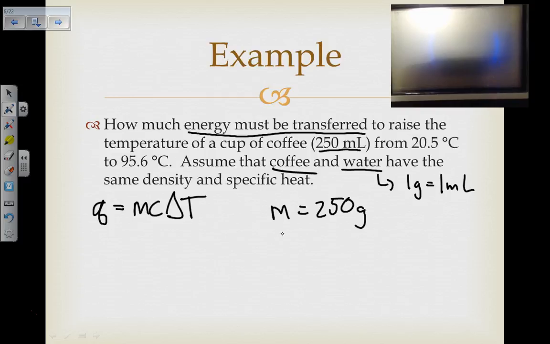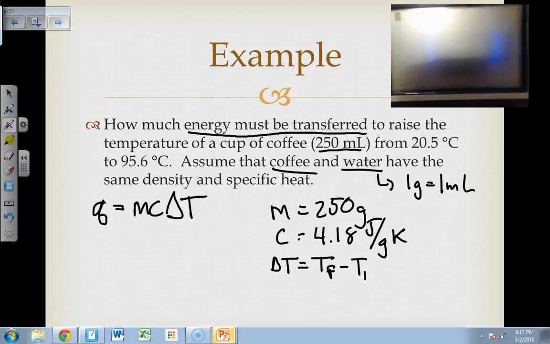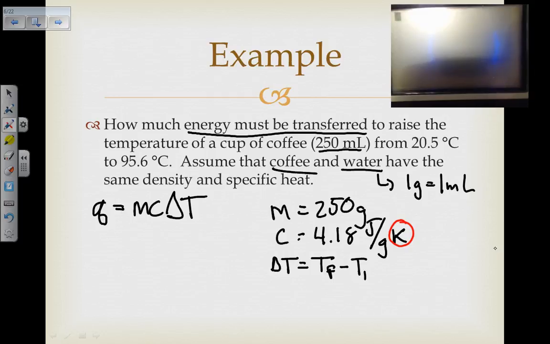And then c, that's a constant. We're going to look that up. The specific heat capacity for water is always 4.18 joules per gram Kelvin. And now we need to calculate the ΔT. Remember that's T final minus T initial, and we want that in base units of Kelvin. So we have to convert from Celsius to Kelvin, and the way we do that is by adding 273.